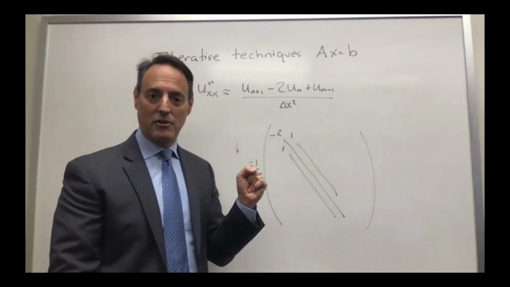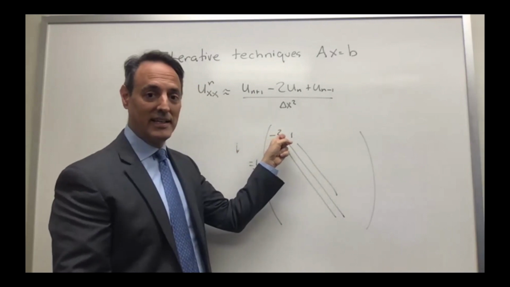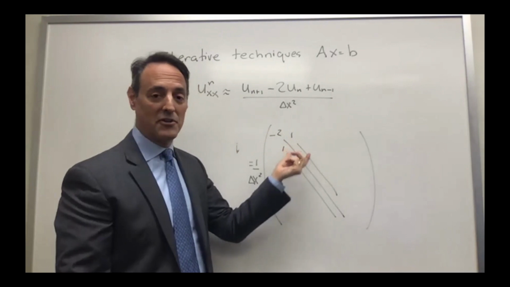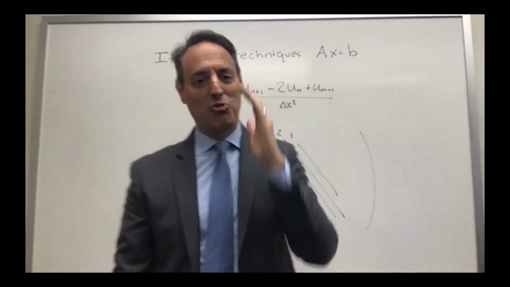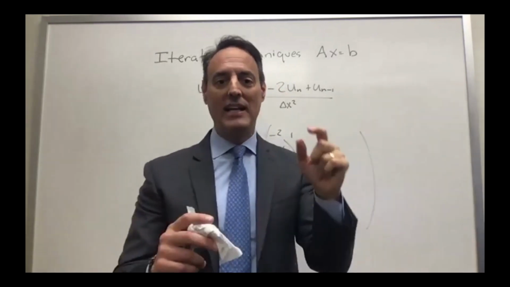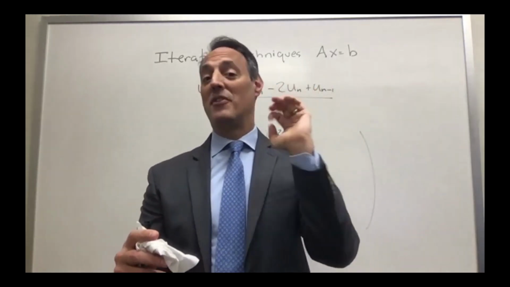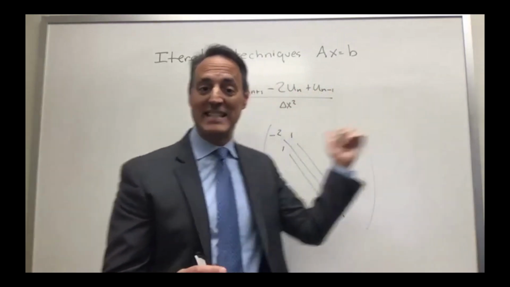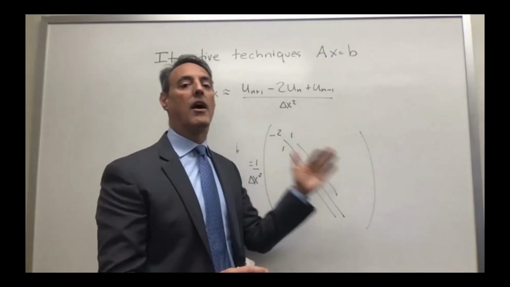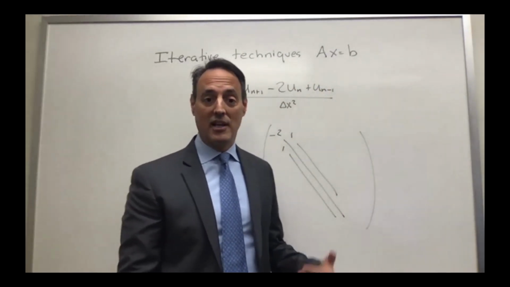Is this strictly diagonally dominant? The diagonal is 2 in absolute value. The off diagonals, there's 1 on either side, so that sums to 2. It's right at the edge. It's an edge case, right? Instead of being strictly greater than, if it was greater than or equal to, you'd be fine, but this is exactly equal to. The diagonal is exactly equal to the off diagonals. So you can't say there's a guarantee of convergence, and we'll talk about that.